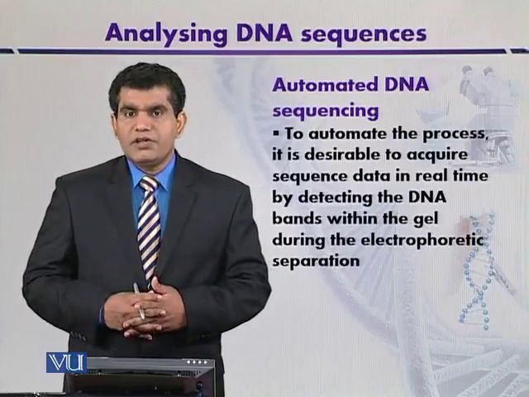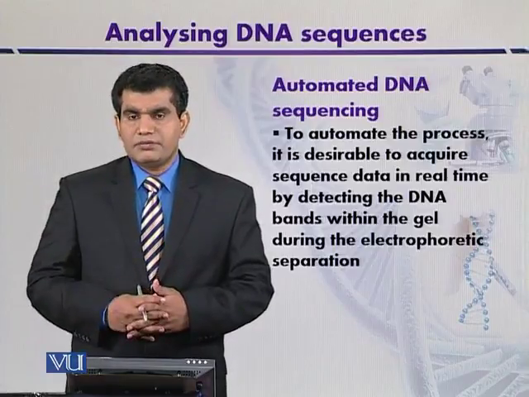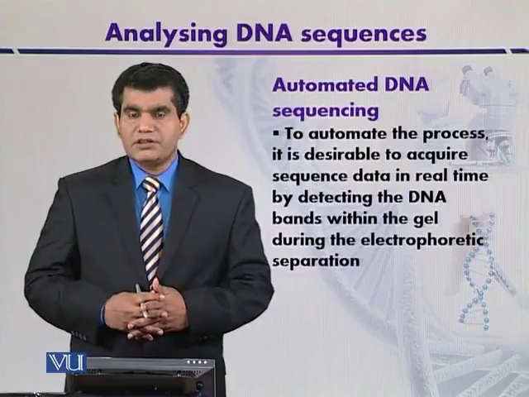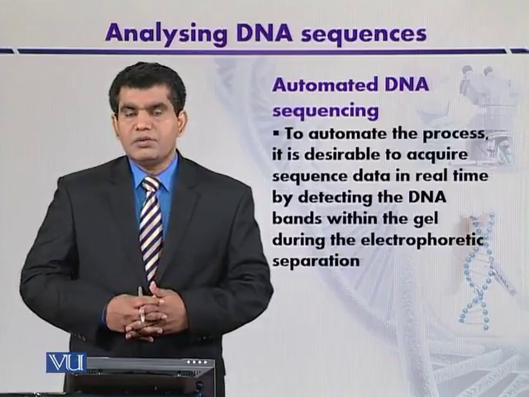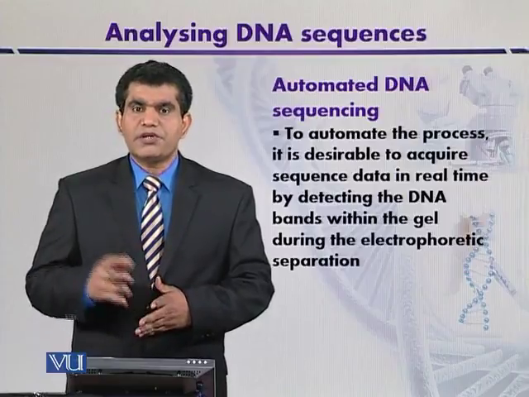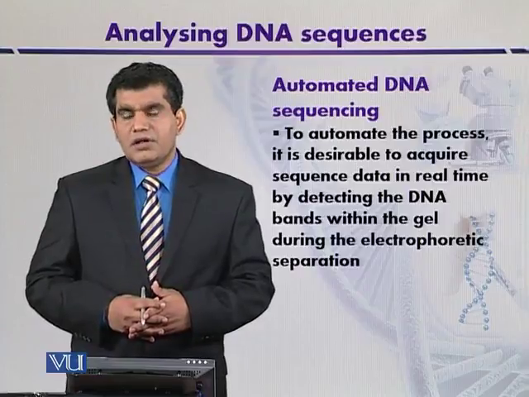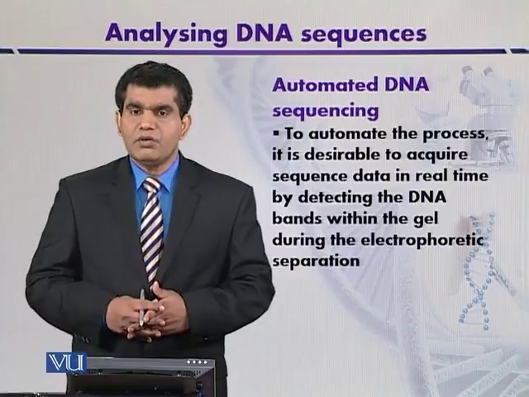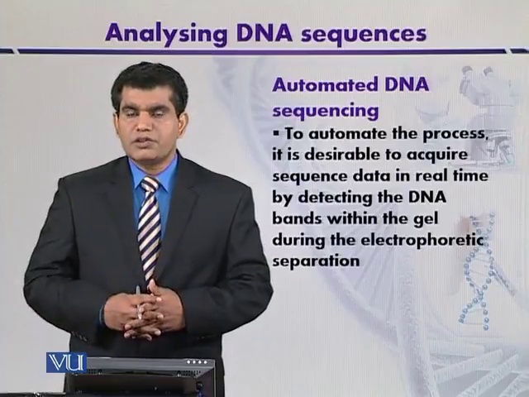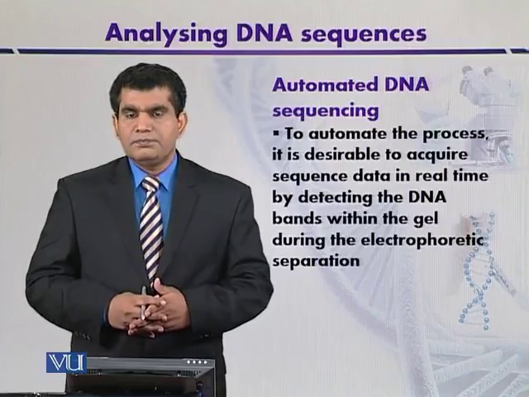So this is the basic procedure in automated DNA sequencing. And here we are using different types of fluorescent dyes to label our dideoxynucleotide triphosphates. So radiolabeled material is not used, rather different types of chromogenic materials like the fluorophores are used to stain the dideoxynucleotide triphosphates.